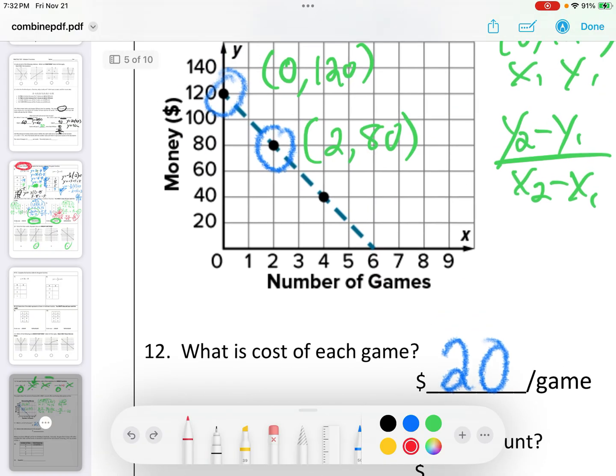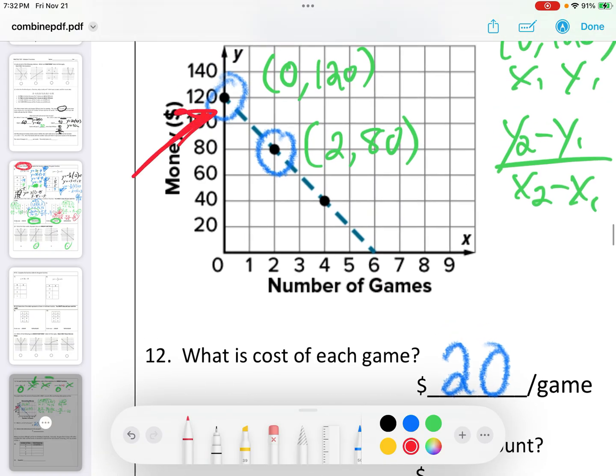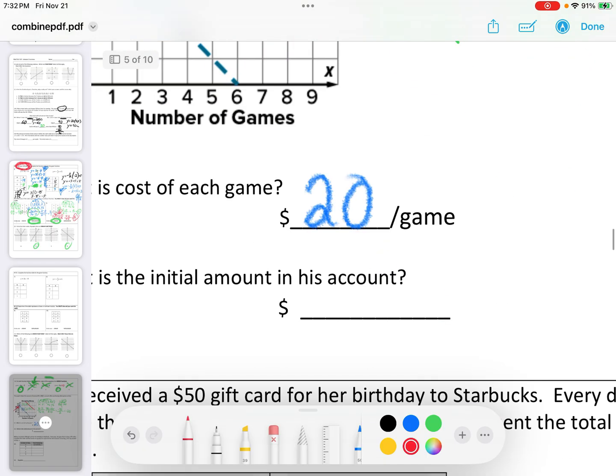What is the initial amount in his account? Well, that's what I saw at the very beginning, 120. Crayon, yay, crayon.